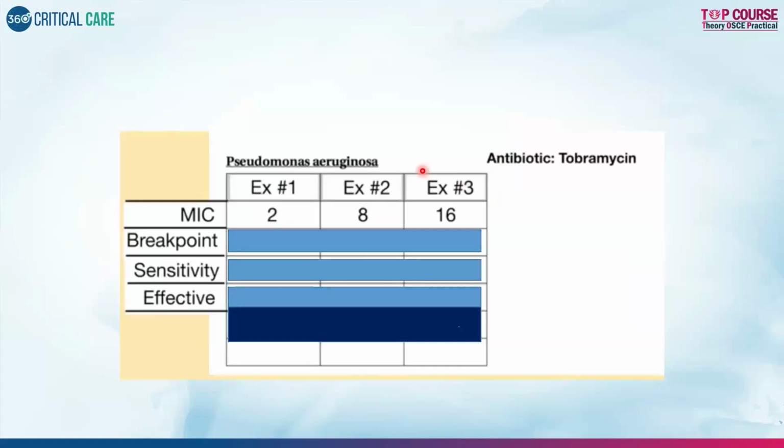We now have 3 patients who have grown Pseudomonas aeruginosa. I am checking the sensitivity or susceptibility to tobramycin. No need to think about why tobramycin here, just answer based on whatever you see. In example 1, the MIC of this patient is 2. In example 2 it is 8 and in example 3 it is 16. Can you just by seeing these numbers give me an answer whether the effectiveness is present or not?